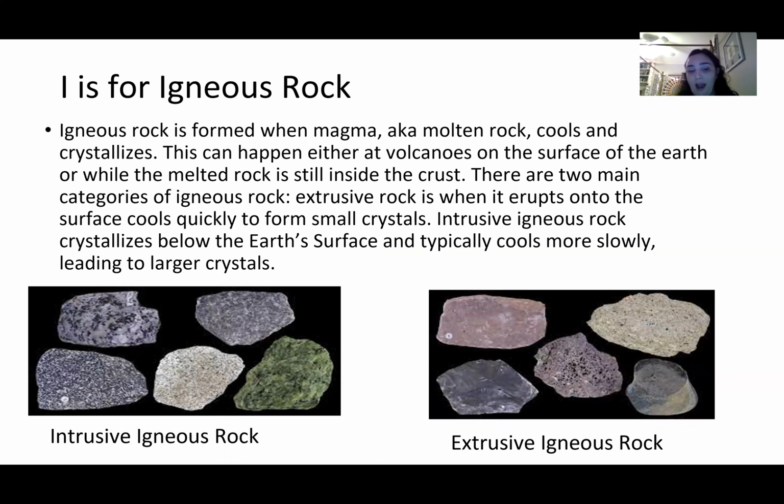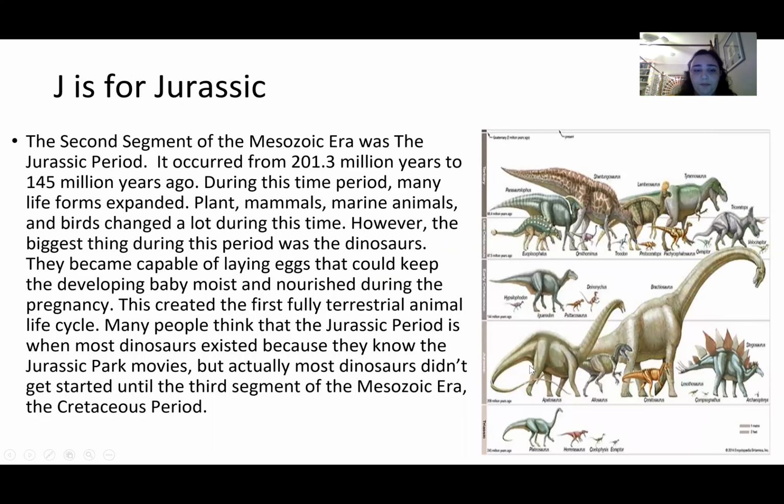I'm also going to do I is for igneous rock. Igneous rock is formed when magma, aka molten rock, cools and crystallizes. This can happen either at volcanoes on the surface of the Earth or while the melted rock is still inside the crust. There are two main categories of igneous rock. Extrusive rock is when it erupts onto the surface, cooling quickly to form small crystals. Intrusive igneous rock is crystallized below the Earth's surface and cools more slowly, leading to larger crystals. So this is intrusive and extrusive.